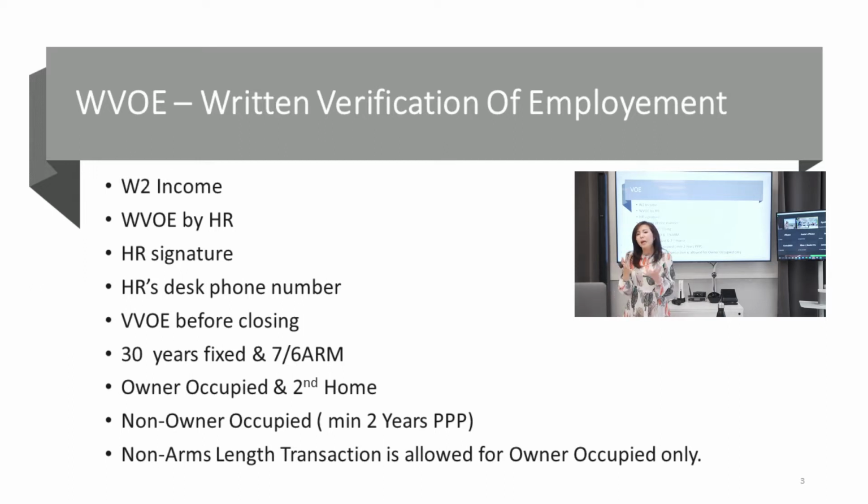So it's very similar to the P&L. The only difference is the borrower's earning income. One is a business owner, one is W-2 income. They are exactly the same thing, but a different type of borrower. Okay, so that's why they are in the same products.